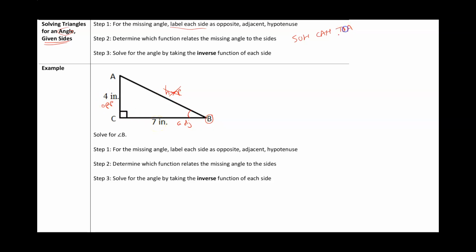The function that relates opposite and adjacent is going to be tangent. So we're going to say that tangent of angle B, or tangent of B, is equal to the opposite, which is 4, divided by the adjacent, which is 7.